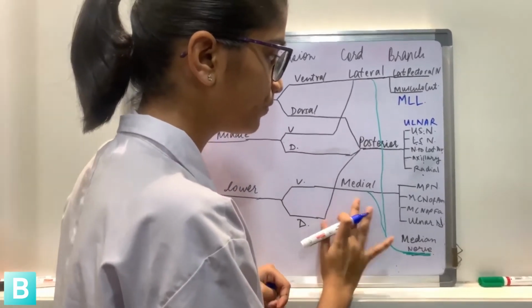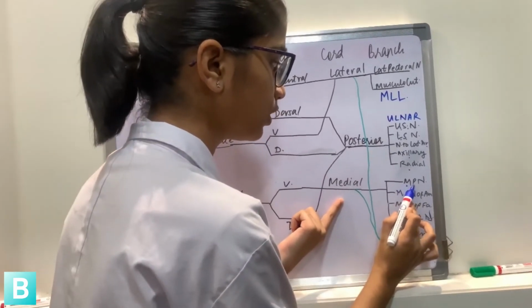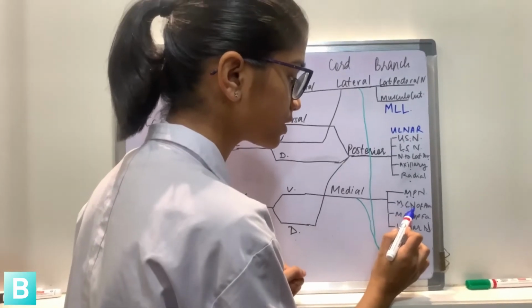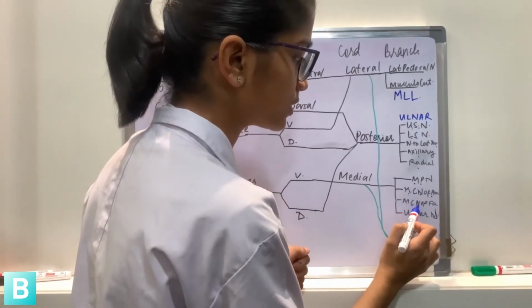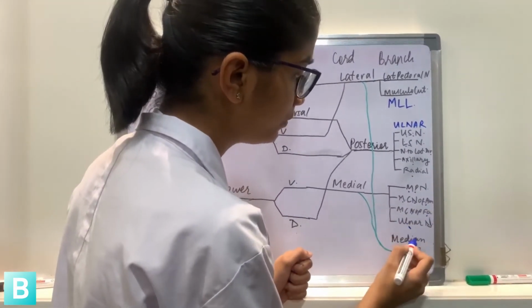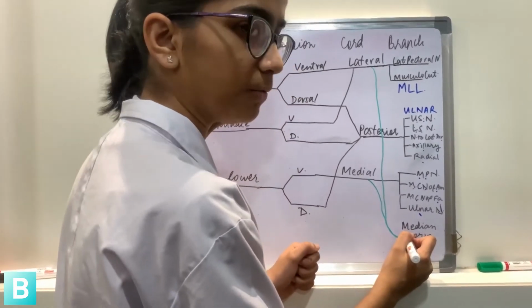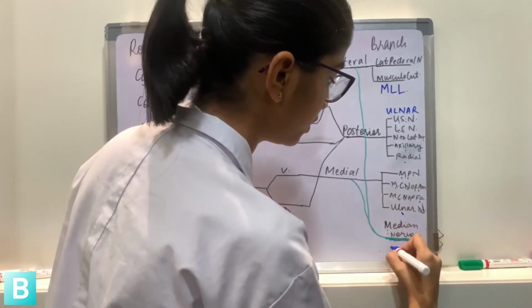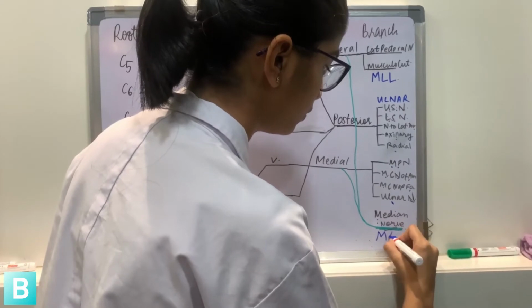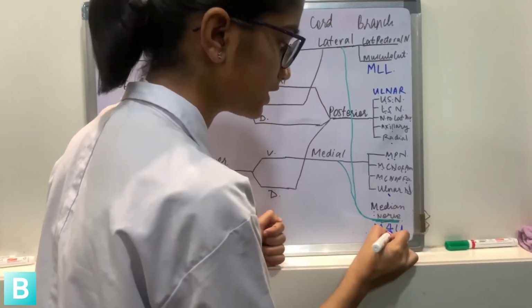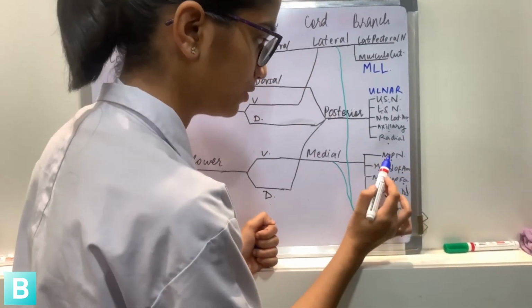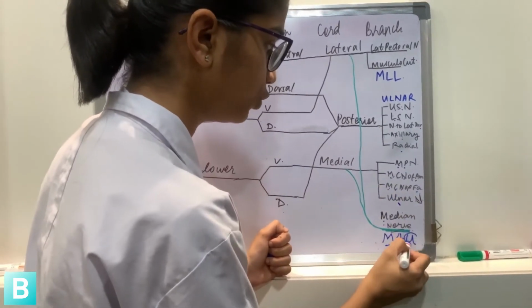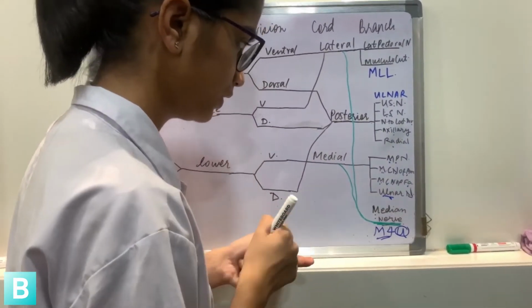And for the medial cord, you have the medial pectoral nerve, the medial cutaneous nerve of arm, the medial cutaneous nerve of forearm, the ulnar nerve, and the medial division of the median nerve. This can be remembered as M for U. So this is M4, which is 4 M's, 1, 2, 3, 4, and U, which stands for ulnar nerve.